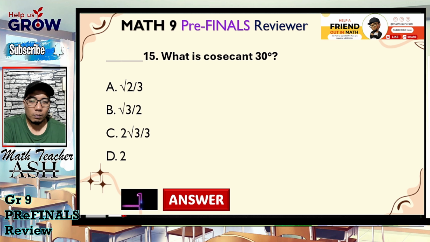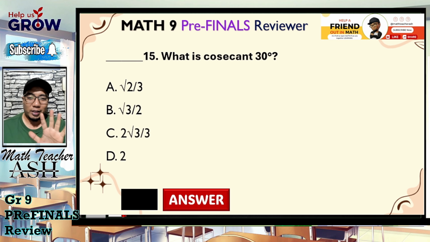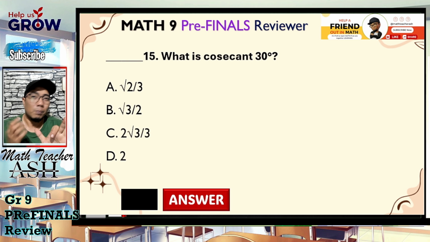Alright, my dear math learners, talking about cosecant. That is the opposite of sine. Remember that sine has the technique square root of the finger over 2. So if we have 30, that would be here. Our sine is 1, so that is square root of 1 over 2, which is equal to 1 half.